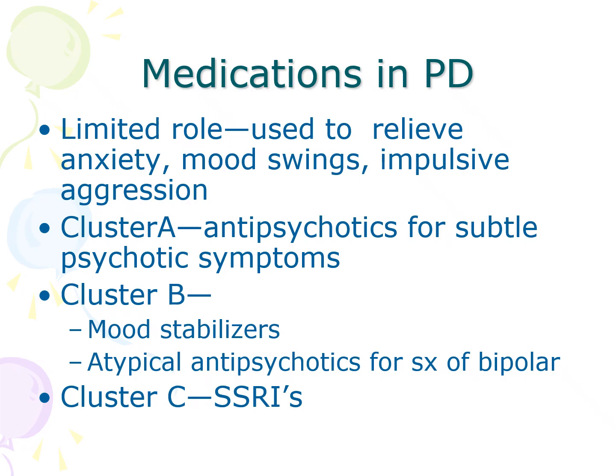Medications play a limited role in relieving their anxiety, mood swings, and impulsive aggression. For your cluster A, though, they might be on antipsychotics. With cluster B, it might be mood stabilizers and atypical antipsychotics for bipolar. And then for your cluster C, more often you'll see your SSRIs.